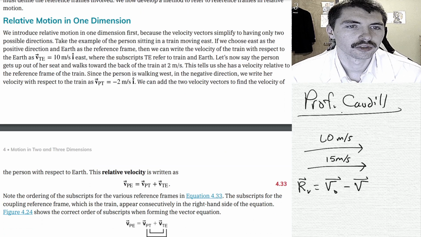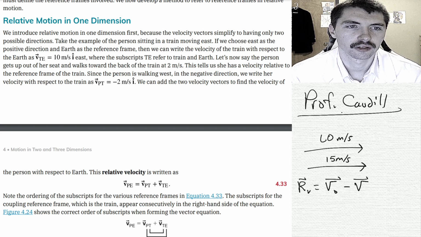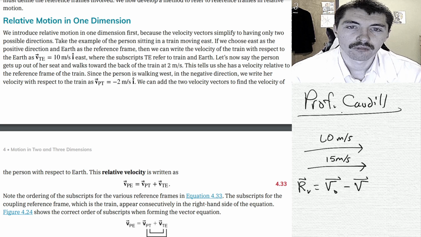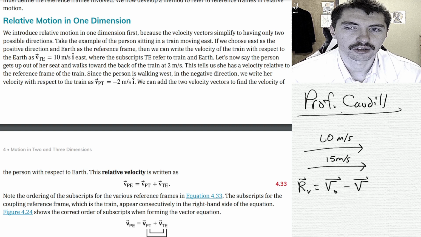We introduce relative motion tension. Okay, fair enough. Velocity of the train on Earth, I think, is what the T means. Train in Earth. Okay. Say the person gets up.